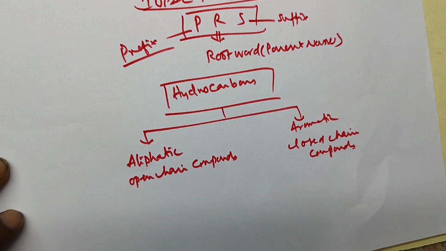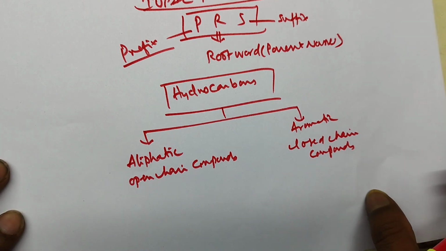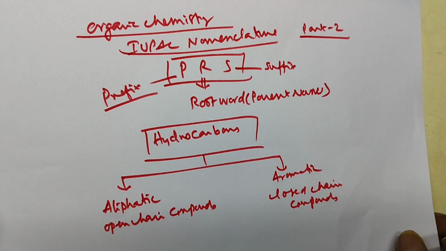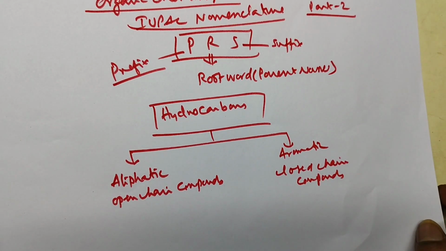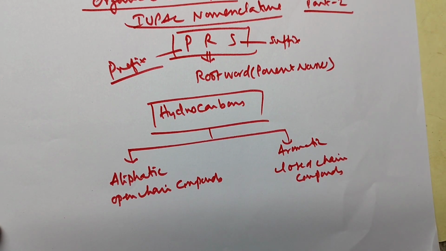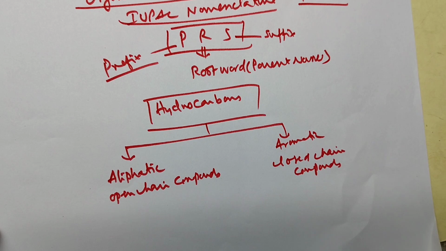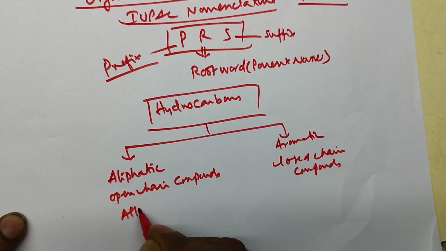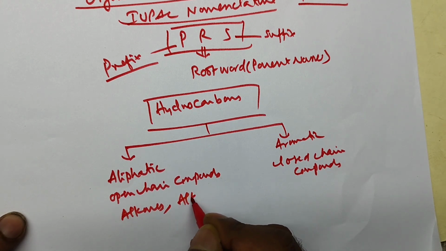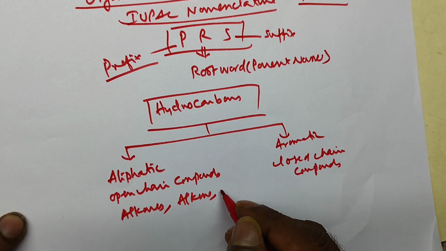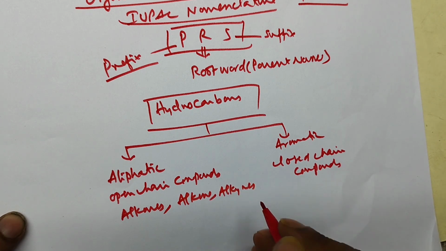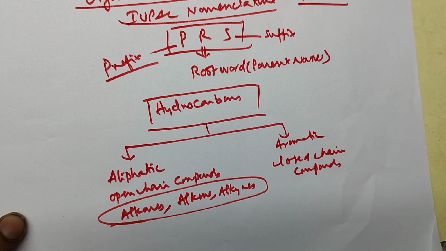So in this particular topic, first we are going to discuss organic chemistry, and in that, IUPAC nomenclature. So the basic is what? P, R or S. P stands for prefix, R stands for root word or parent name, S stands for suffix. And the hydrocarbons are aliphatic or open chain compounds, and aromatic. In aliphatic, we have compounds like alkanes, alkenes and alkynes. First we will take this type of compounds with examples and the rules and regulations for these compounds.